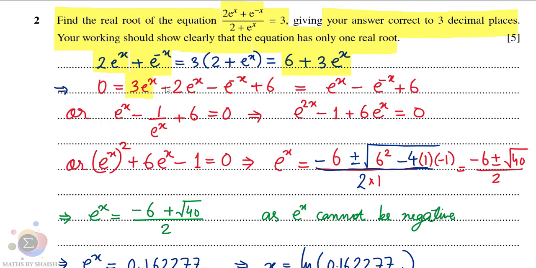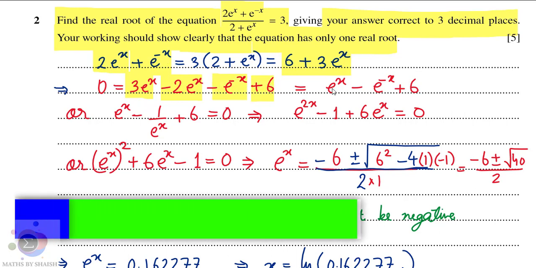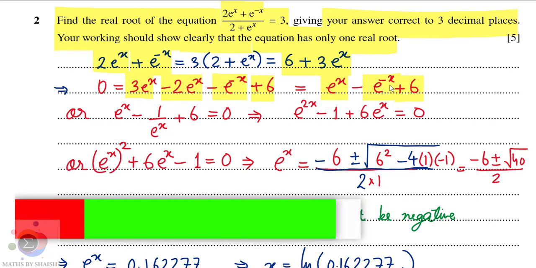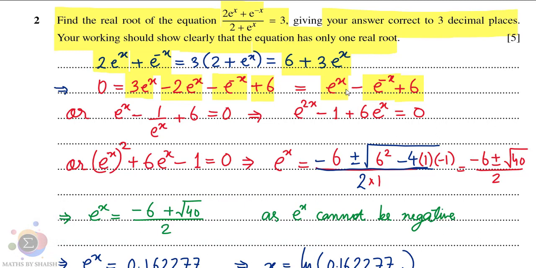It is 3e^x minus 2e^x, and then minus e^(-x) from here, and plus 6. So we got e^x minus e^(-x) plus 6 equals 0. And then we have e^x as well as e^(-x). So let's take it in the denominator, and we make it as 1 over e^x.